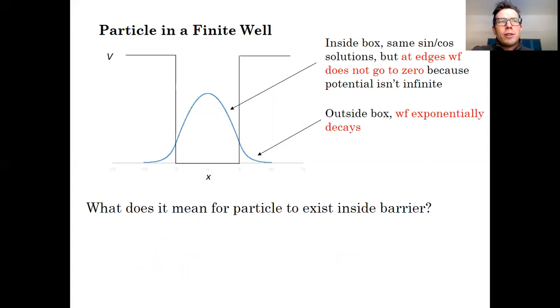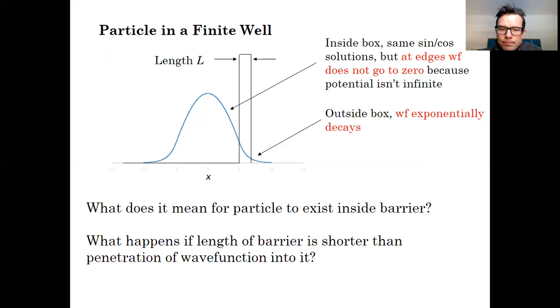The second is a little more abstract, which is, what does it mean for the particle to exist inside the barrier? I don't know. It's there. But it leads to this other interesting question, which is, well, what happens if my barrier isn't infinitely long, but instead has some finite length? And I imagine a scenario in which that finite length is in fact less than the penetration of the wave function into the barrier.